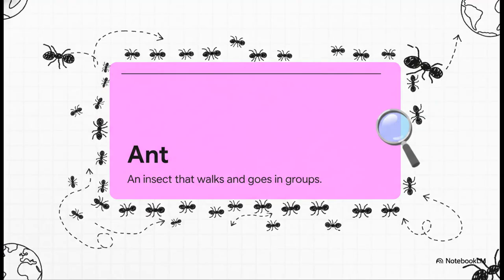Now take a look at this definition. It's from the Simple English Wiktionary, and the power here is just how simple it is. It's not some complicated scientific jargon, it's just clear, direct. An insect that walks and goes in groups. I mean, anyone, anywhere on the planet gets that instantly.